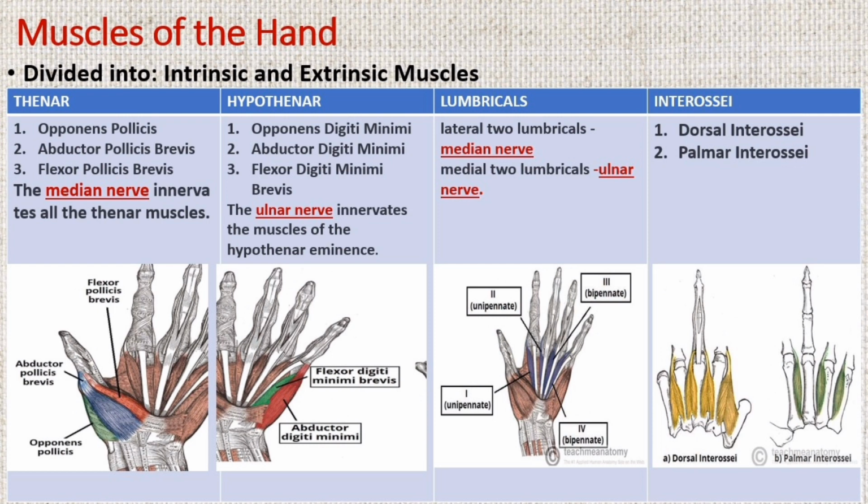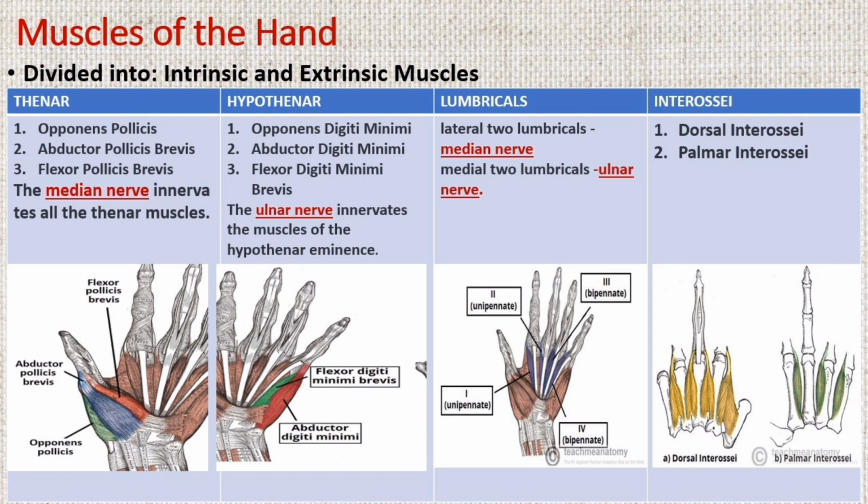They pass dorsally and laterally around each finger, and insert into the extensor hood. Actions: flexion at the MCP joint and extension at the interphalangeal (IP) joints of each digit. Innervation: the lateral 2 lumbricals of the index and middle fingers are innervated by the median nerve. The medial 2 lumbricals of the little and ring fingers are innervated by the ulnar nerve.